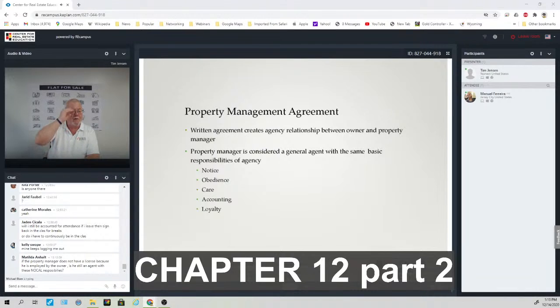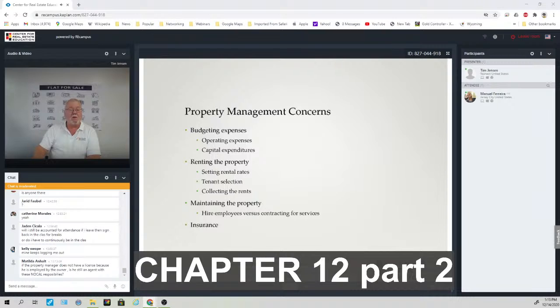If the property manager does not have a license because he is employed by the owner, is he still an agent with these responsibilities? No, because they're an employee then. That would be a situation where you're just doing what the boss tells you to do. But as a salesperson hired by them with a license, and you're not an employee, then you do have agency responsibilities. All right, no other questions, let's move on.